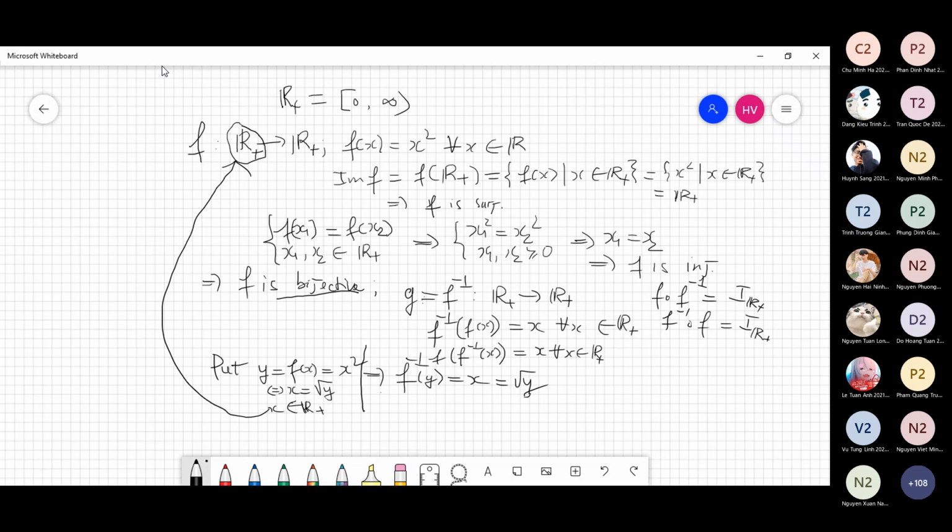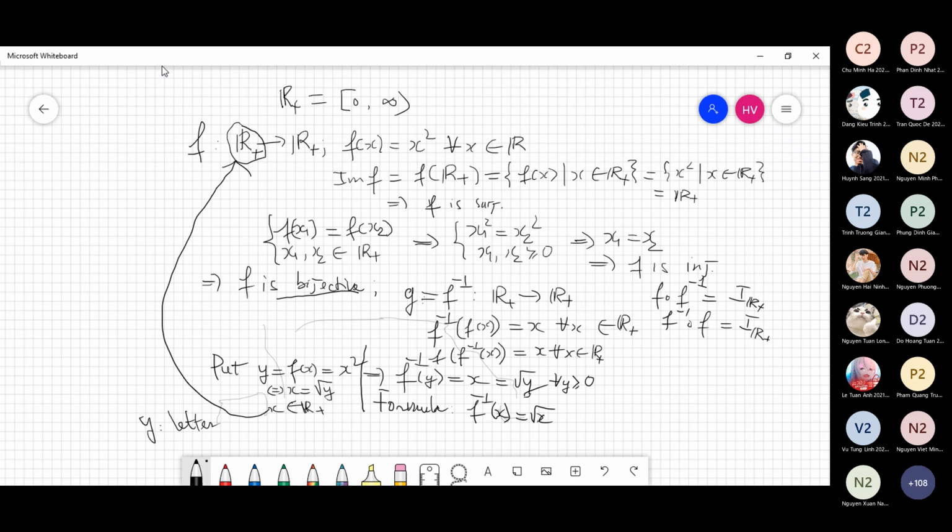So the formula for this f to the minus 1 of y equals square root of y, but y is just a letter, a variable. If you don't like y, you can choose another letter. We can change to any letter you like. For example, here I can change to x. So we obtain f to the minus 1 of x is simply square root of x.